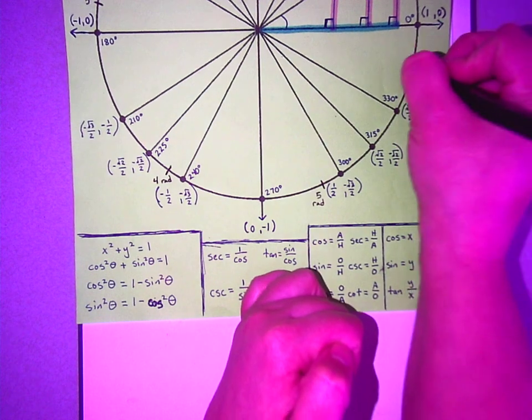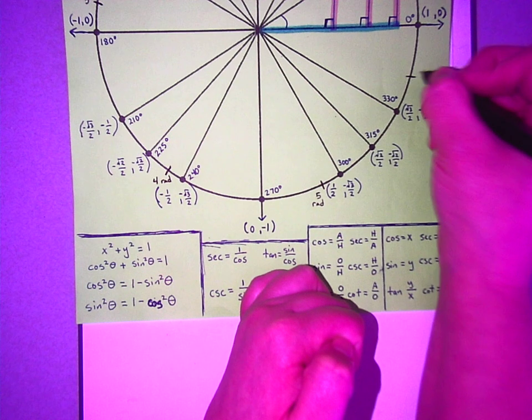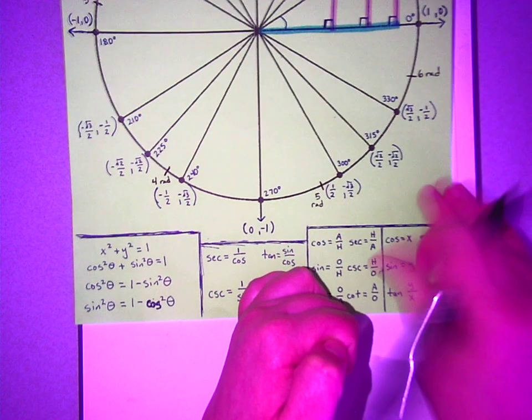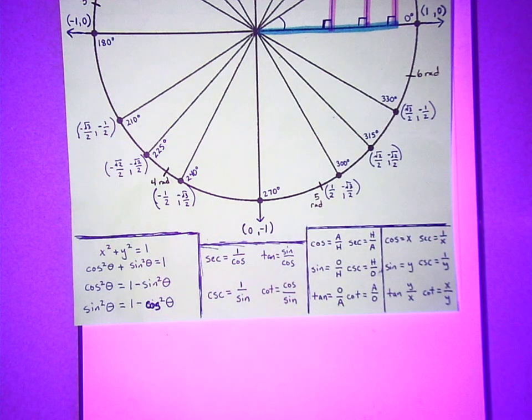6 ends up being about here. Turns out it's about 6.28 radians around a circle, which is how much? 2 pi. So one full circle is 2 pi radians, and half a circle is pi radians.